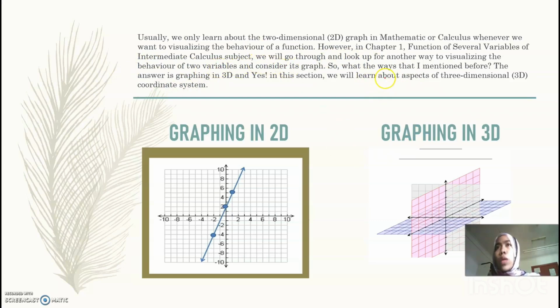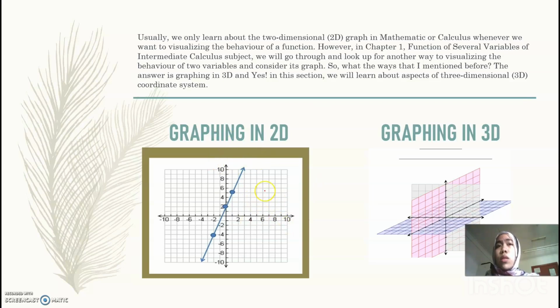So, what is the way that I mentioned before? The answer is graphing in 3D, and in this section, we will learn about aspects of the 3-dimensional, 3D coordinate system. Here on my slide, we can see graphing in 2D and graphing in 3D. We will see a few differences between them. In graphing 2D, we only have the x-axis and y-axis.